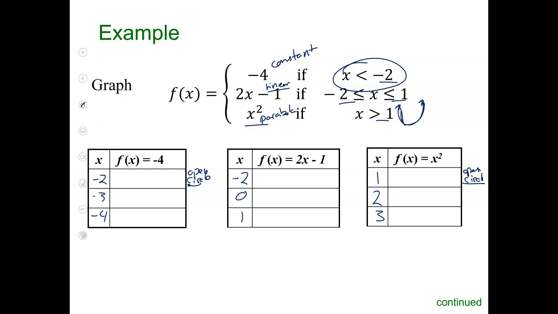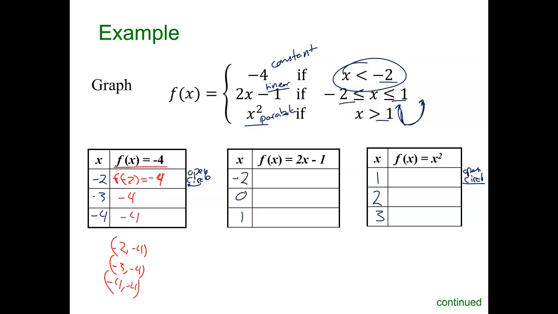So f of x equals -4. So f of -2 equals -4. There's no x value to plug in. So my ordered pair is just -2, -4. What about for x equals -3? -3, -4. Because this says, does not matter what your x value is, y is -4. F of x will always equal -4 for that section of your piecewise. So, -4, -4 is another point.